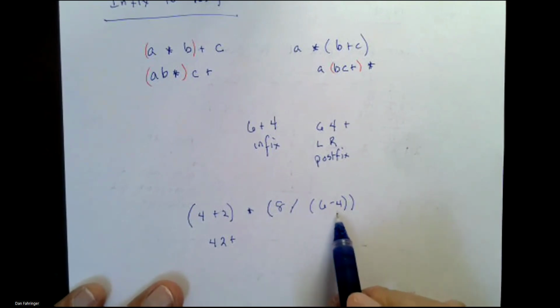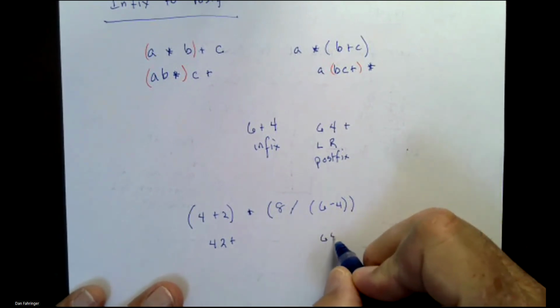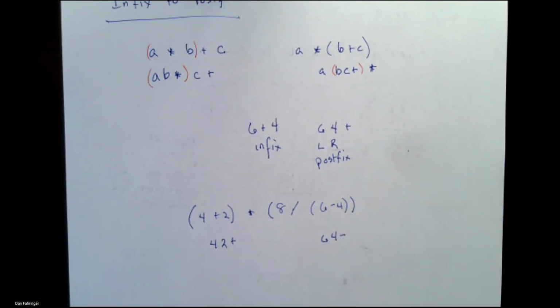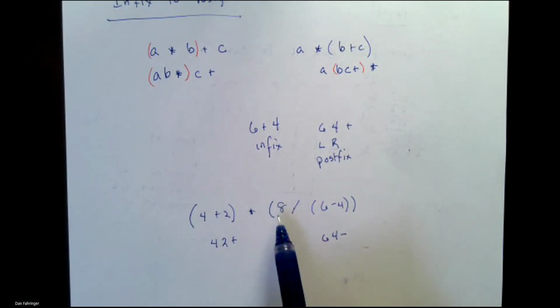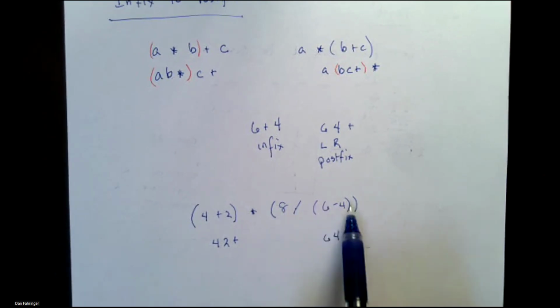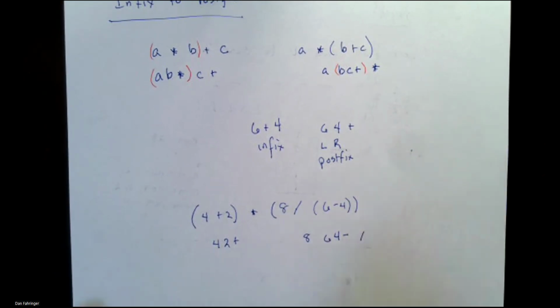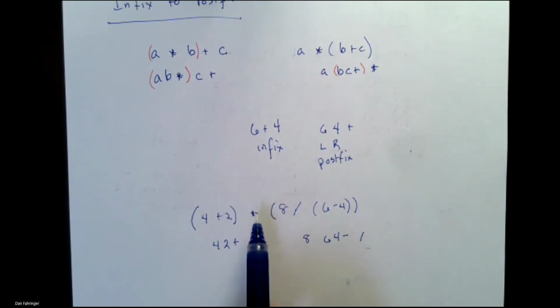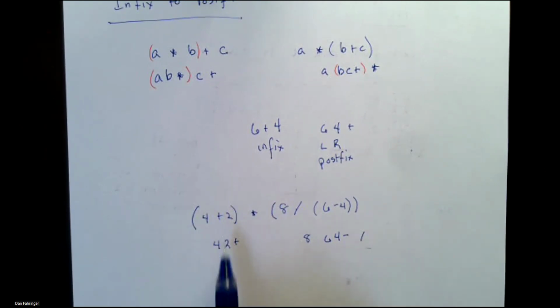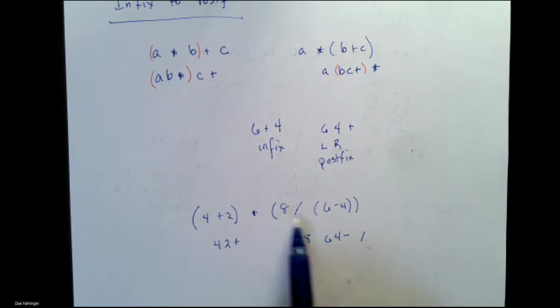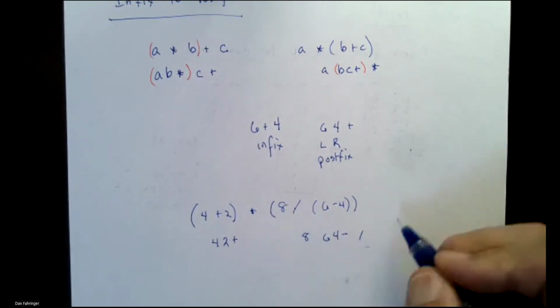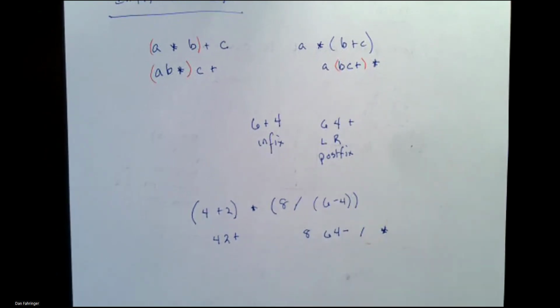Here's this guy's own little thing. 6, 4 minus. Here's division. I'm going to do the left, the right, and then division. Here's multiplication. Here's the left, which is all of this. Here's the right, which is all of this. And I'm going to throw the asterisk out on the end.